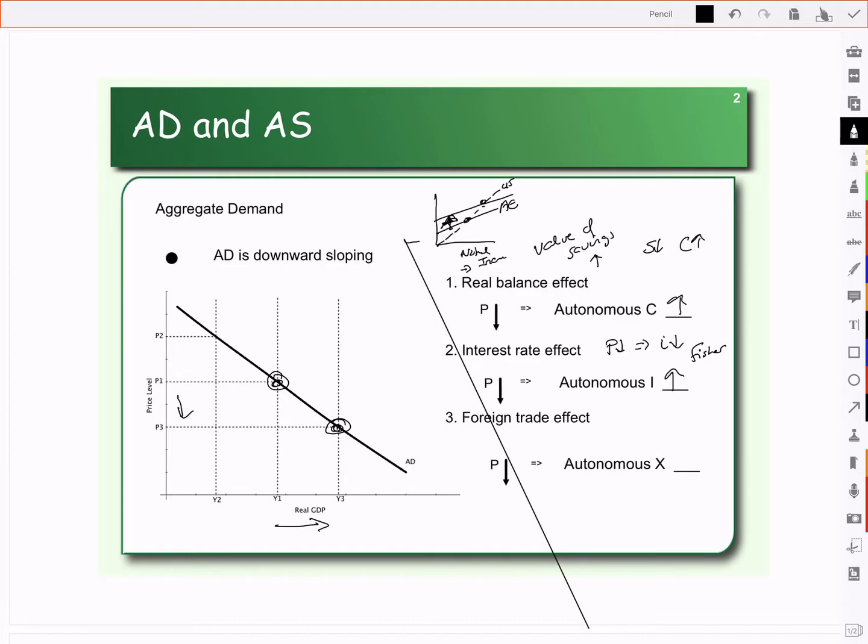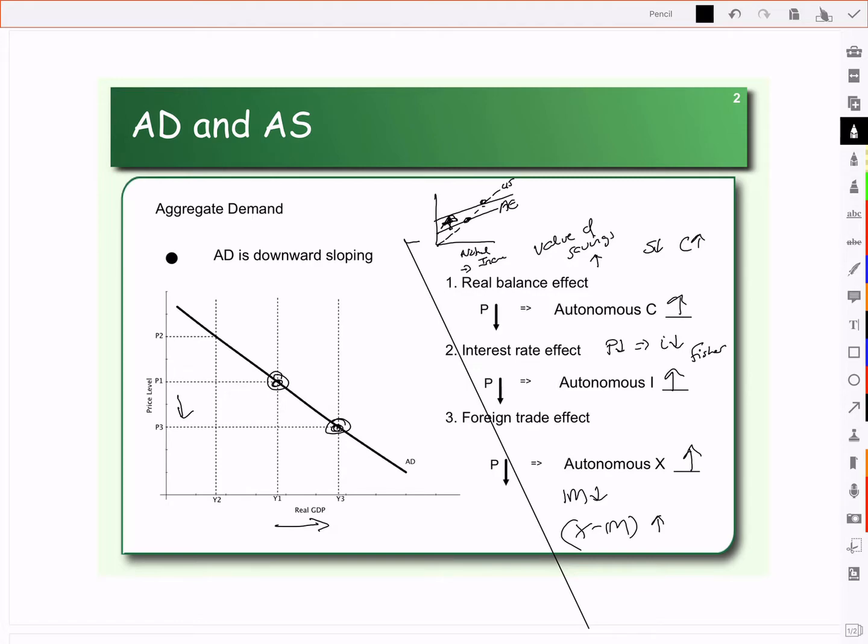The last one here is the foreign trade effect. The foreign trade effect says that when prices go down, well, people in other countries now want to buy more of our goods, so export spending goes up. We also see that when prices go down domestically, we'd rather buy from home, so imports go down. And if exports are going up and imports are going down, then our net exports are going up.